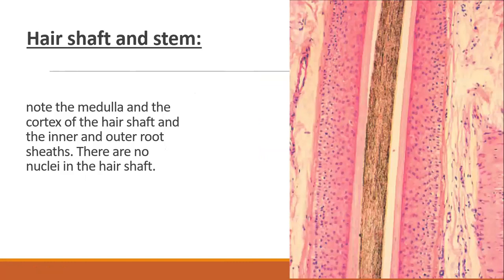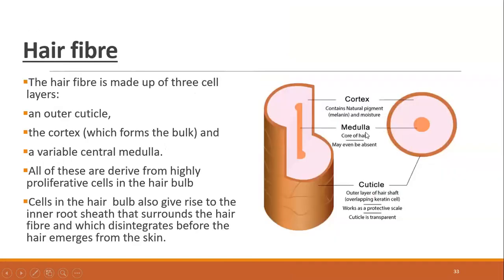Hair shaft and the stem. Note the medulla and cortex of the hair shaft. Medulla is the central portion, cortex is the outer portion, and there is no nuclei in the hair shaft.